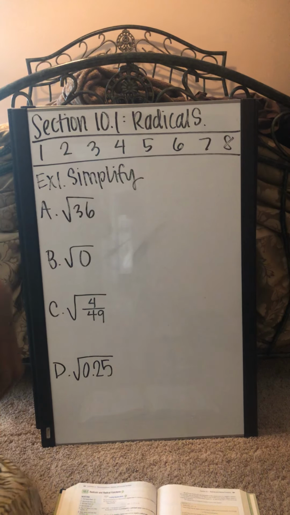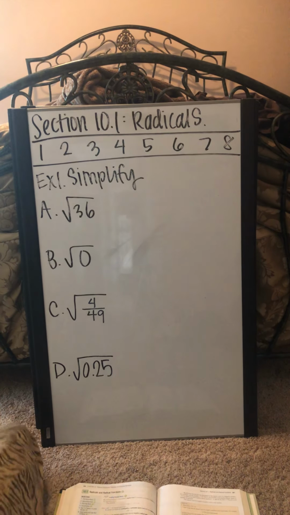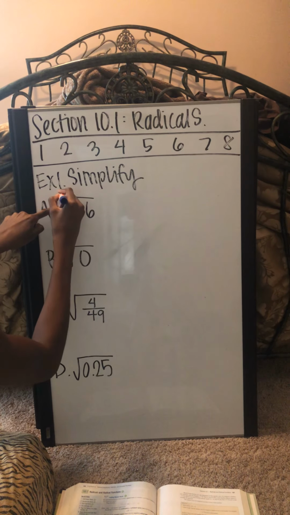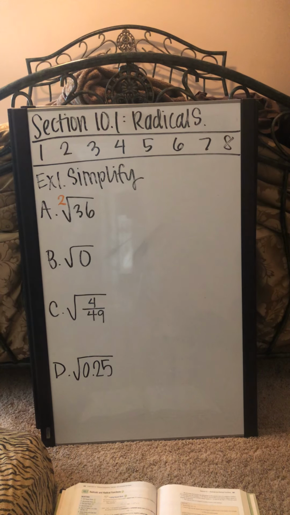So for this first one, if I were to ask you what the square root of 36 is, hopefully you guys already know that it's 6. But let's talk about why it's 6, okay? If you guys remember, the imaginary number on the outside of a radical is a 2, right? So that means we take things out in groups of 2, okay?